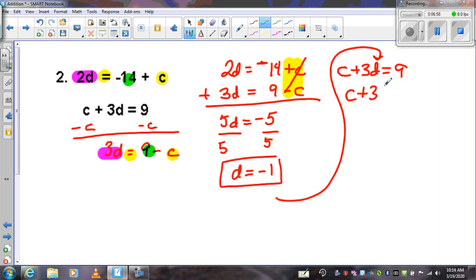C plus 3 times negative 1 equals 9. And C minus 3 equals 9, which means C is 12.